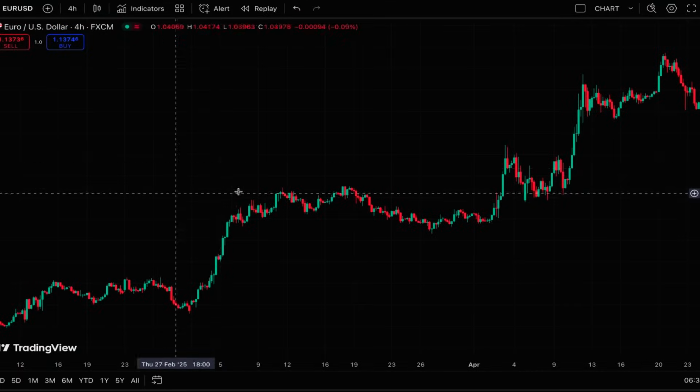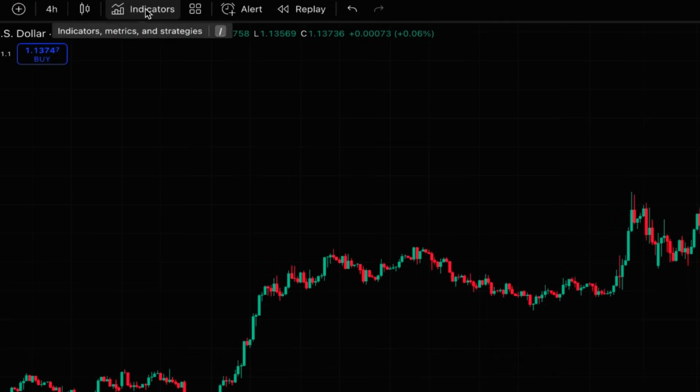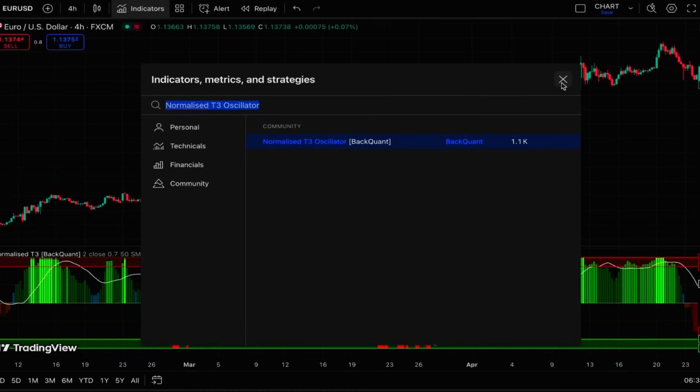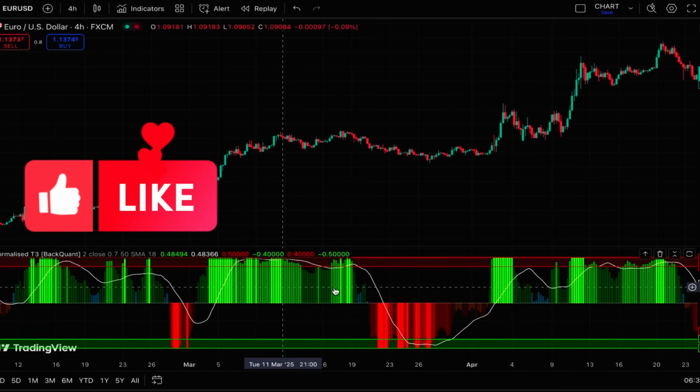Alright, to add the indicator to our chart, here we click on indicators and we search normalized T30 oscillator, this one, which is written by Back Quant. Alright, this is the indicator, and as you can see, it's added here below the chart.